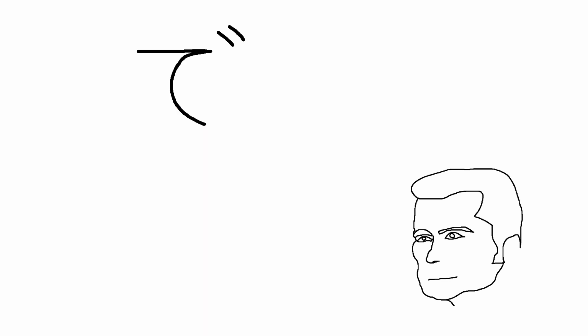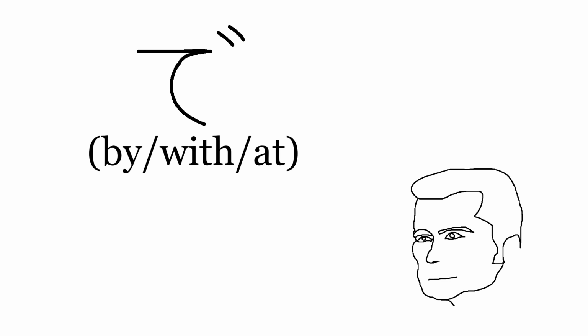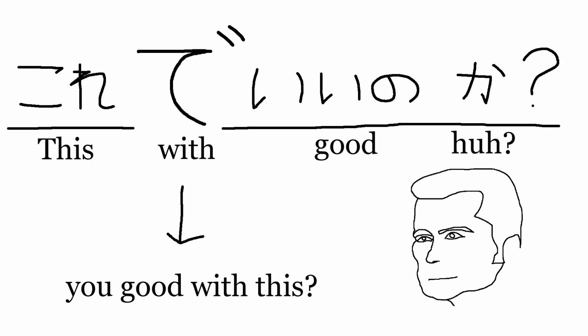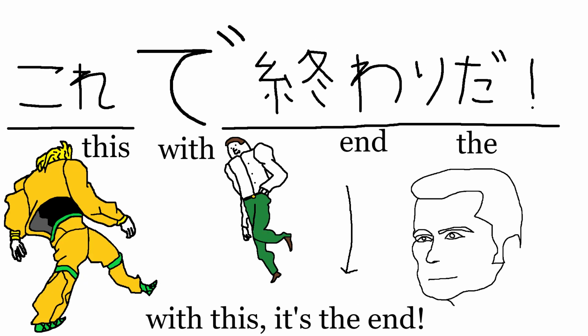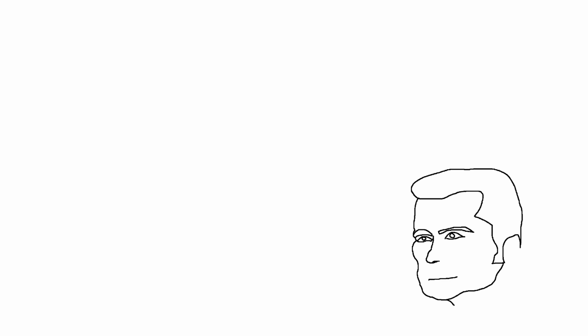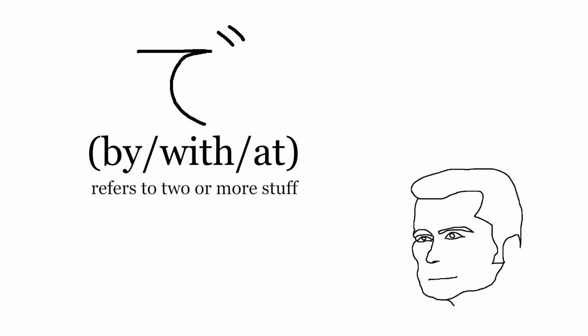De is what you would use for by or with or at. For example, これでいいのか? You okay with this? 図書館で勉強した。これで終わりだ。I guess what connects these examples together is that de refers to something else.